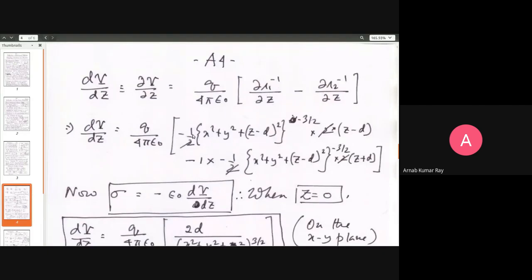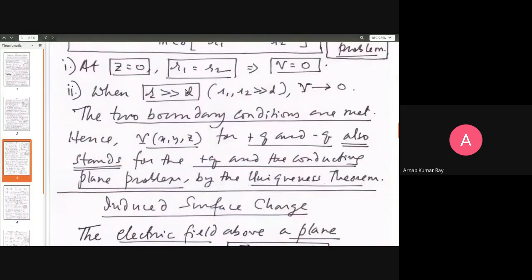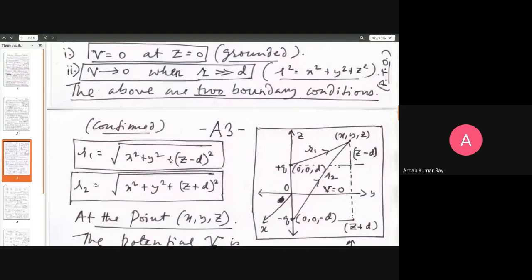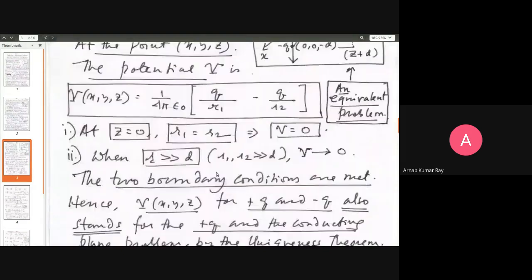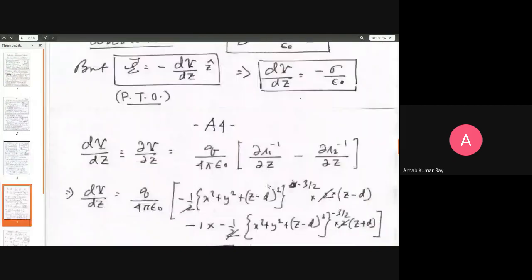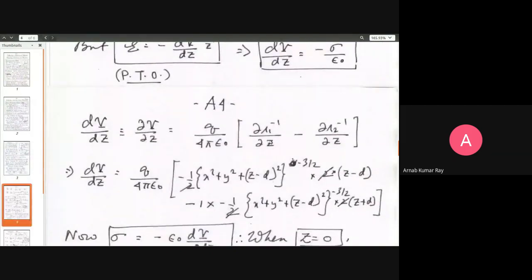Minus. R1 is equal to x squared plus y squared plus z minus d whole squared raised to half. Okay, and R2 is x squared plus y squared plus z plus d whole squared raised to half once again. So we shall have to take the derivative of that thing. What we shall do is minus over there, then half x squared plus y squared plus z minus d whole squared raised to minus 3 half. Then you go inside, but chain rule basically. That is the only thing we are doing. 2 into z minus d.